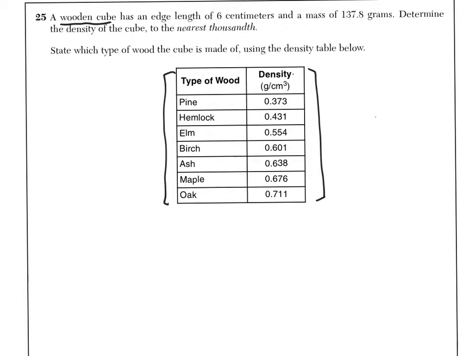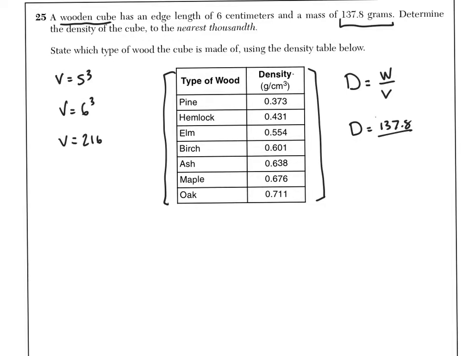So for this one, we just need the density formula. Density is equal to weight over volume. Now the weight is given to us as 137.8 grams, also known as mass. So that's 137.8. And now we need the volume. Since it's a cube, we know volume is equal to the side to the third power. In this case, that's 6 to the third power, which is 216. Okay? So now let's put that into our calculator.